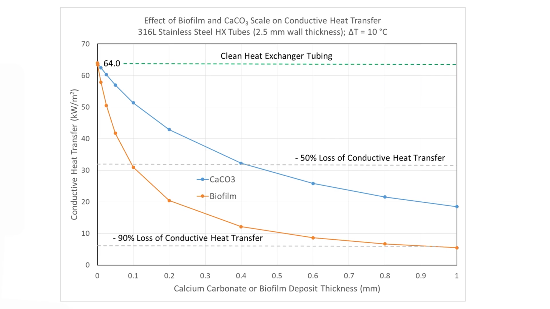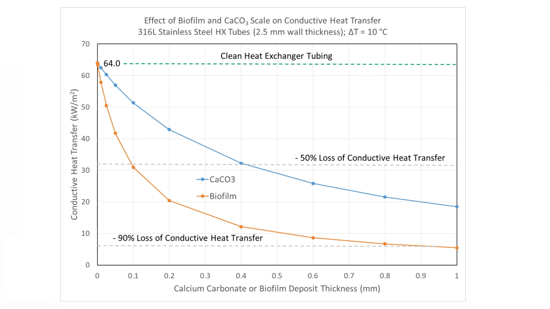This chart shows the loss of heat transfer in relation to greater layers or thicknesses of both calcium carbonate and biofilm. The blue line shows that at 0.2 millimeters of scale thickness, there is a loss of nearly 60% of heat transfer. The orange line shows that at that same 0.2 millimeters of thickness, you are looking at a loss of conductive heat transfer nearing 80%.